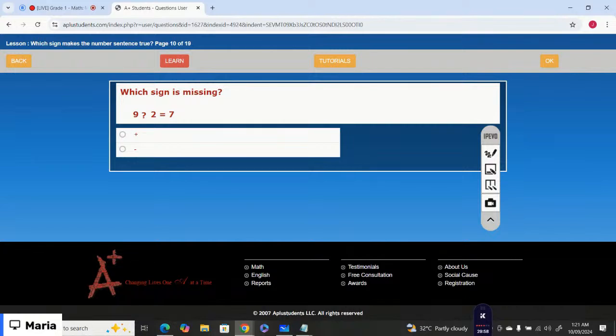Which sign is missing? 9 plus 2 is 7 or 9 take away 2 is 7? Which is the correct option? Yes, that is 9 take away 2 is 7. The correct option is subtract.